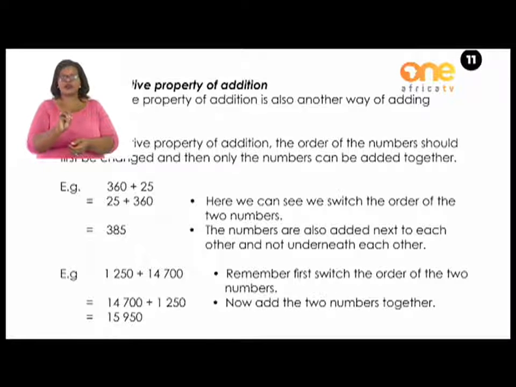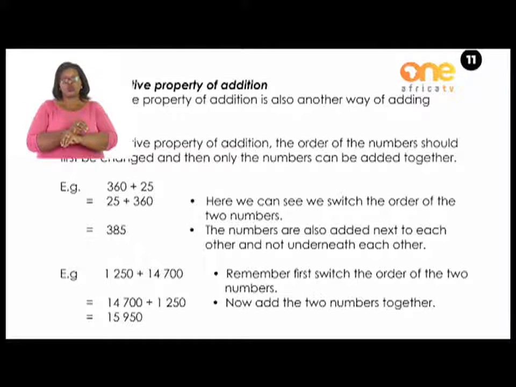360 plus 25. Here we've got only 2 numbers to add. Now when we apply the commutative property, we first need to change the order of the numbers. And how do we change the order of the numbers? Here we write the 25 first, plus the 360. After we have changed the order, now we add it together.